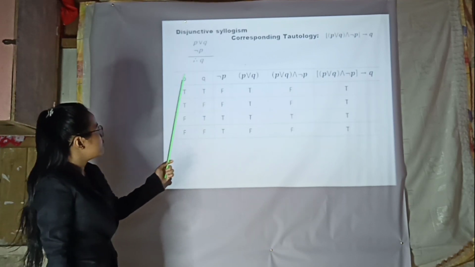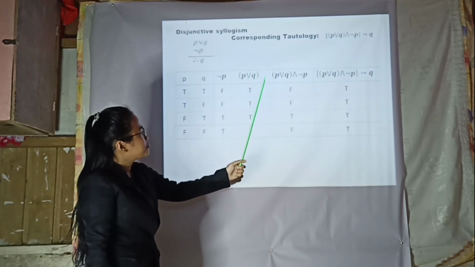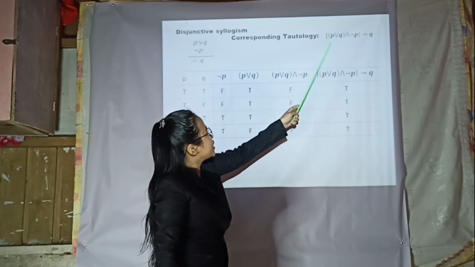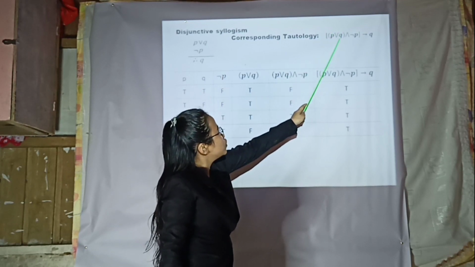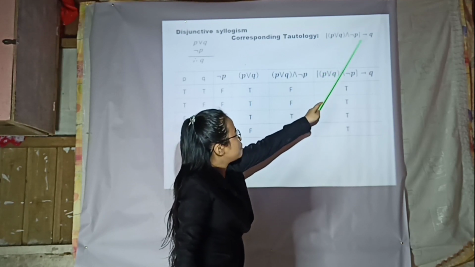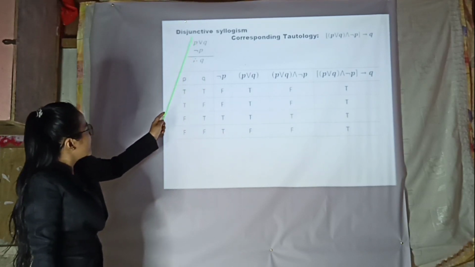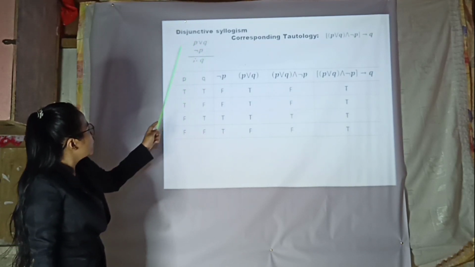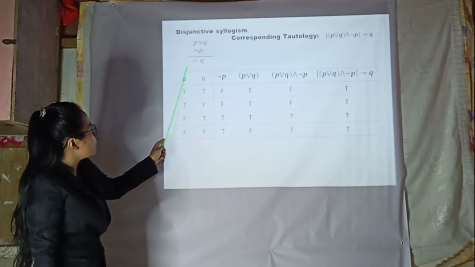Disjunctive syllogism. So the corresponding tautology: P or Q and not P implies Q. Then P or Q, so not P, so therefore Q.